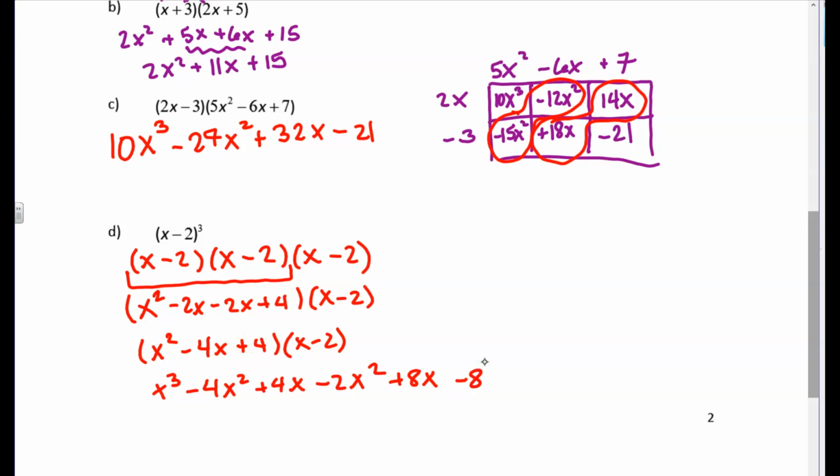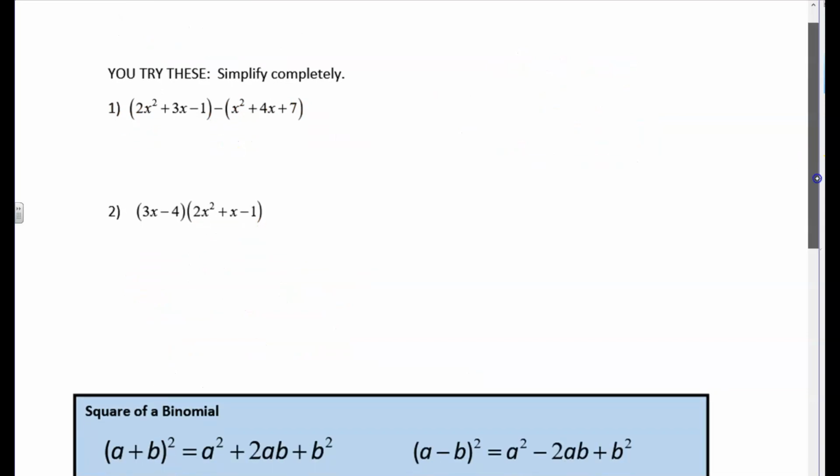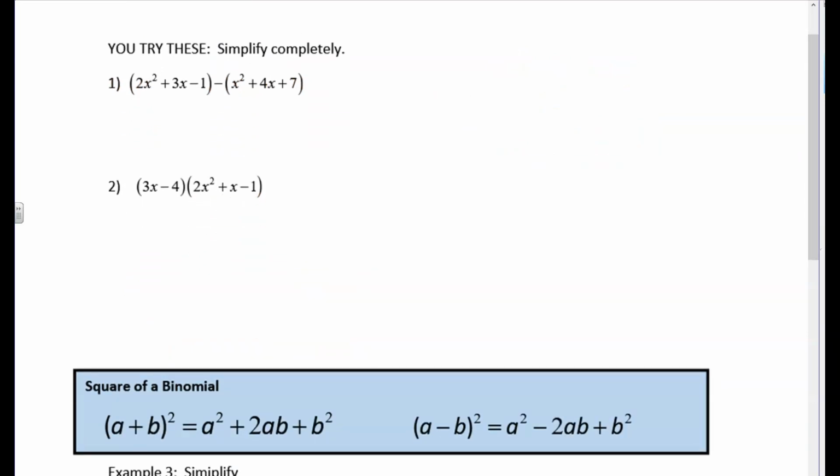And last but not least, I'm going to combine my like terms. I get x cubed minus 6x squared plus 12x minus 8. All right, so now guys, I want you to pause and do these two problems. And take a minute, guys, and check your answers.